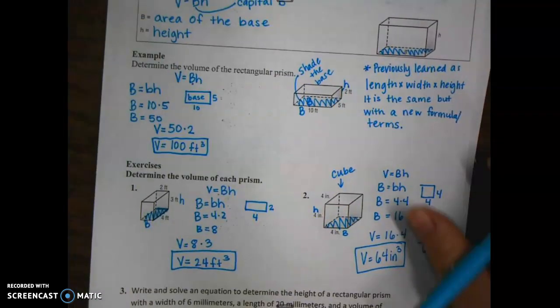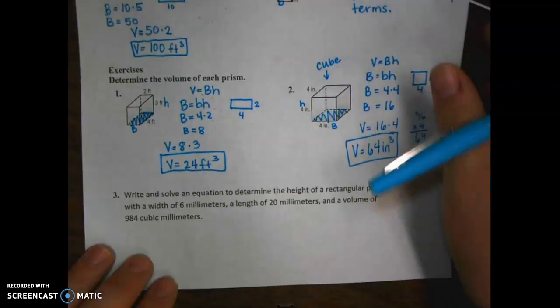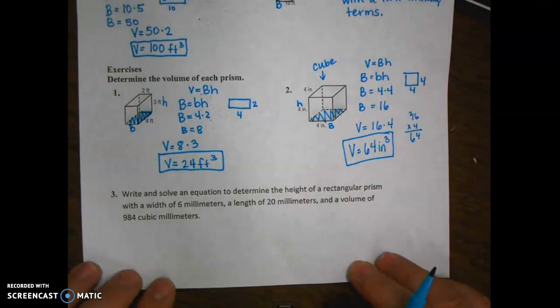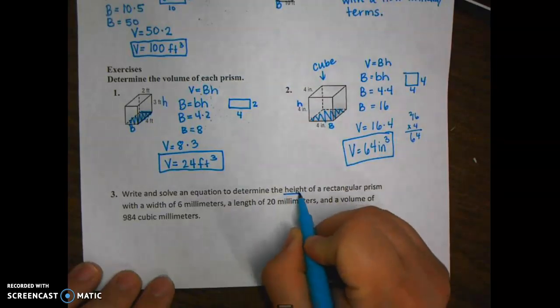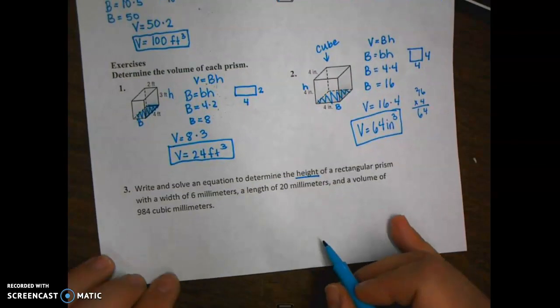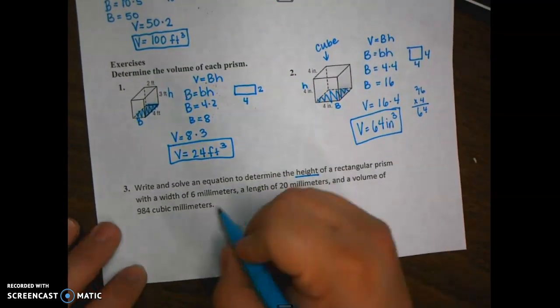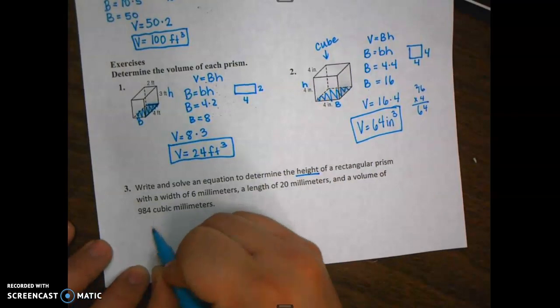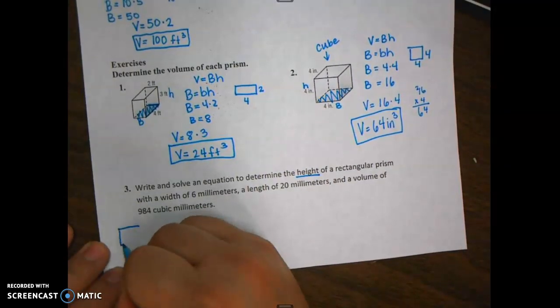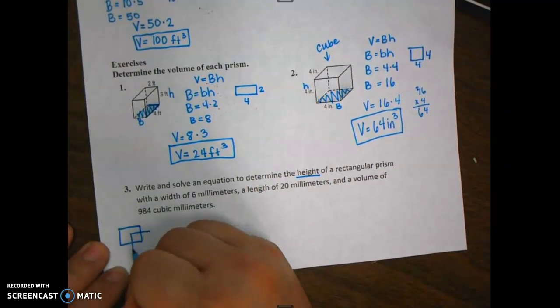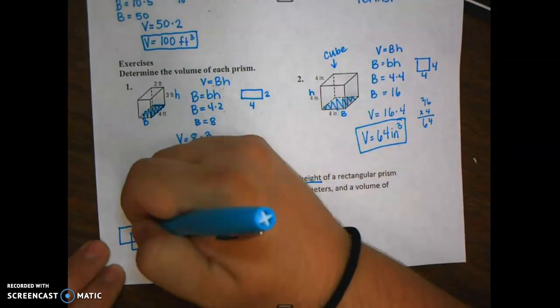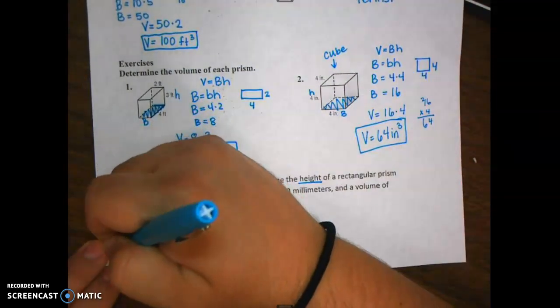Okay, one more question on our notes. So it says, write and solve an equation to determine the height of a rectangular prism if the width is 6, the length is 20, and the volume is 984 cubic millimeters. So the question is asking, what is the height? So let's put our information that we know. So we know that the formula, I'm actually going to draw what this looks like, just so we have a visual. Like I showed you before, 2 rectangles connect all the corners.